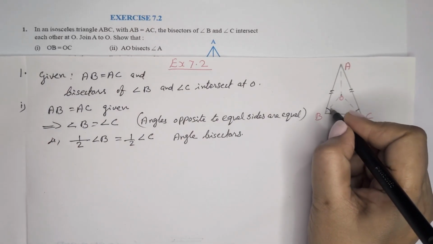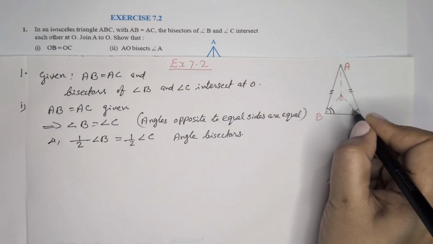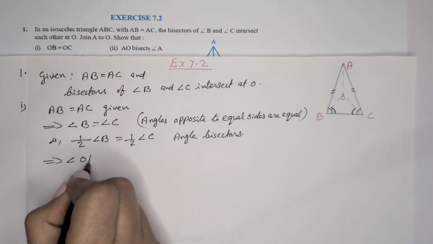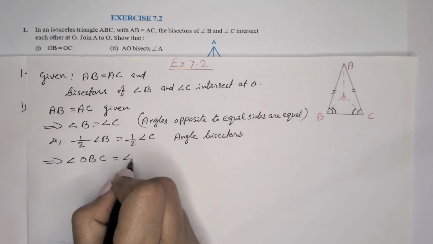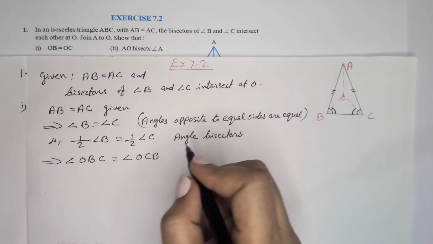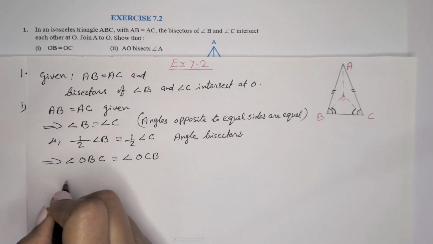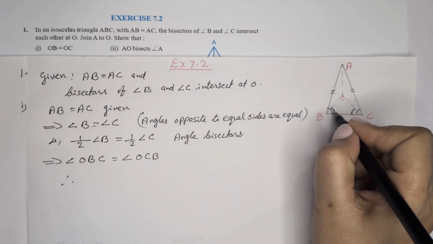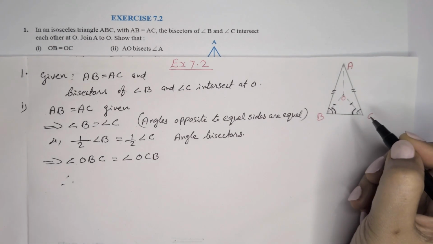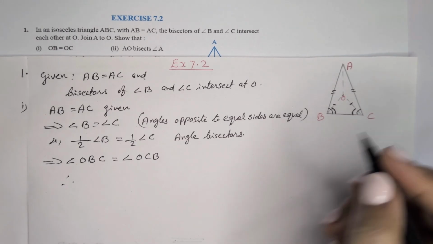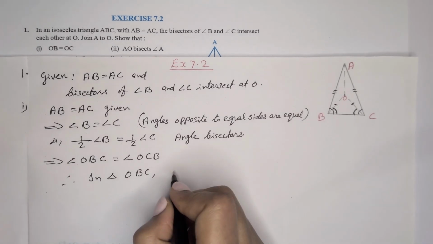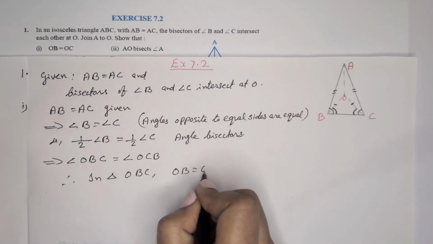So we can write the reason as angle bisectors. This half of angle B, that means we can take this part. And half of angle C means this one. So which implies angle OBC is equal to angle OCB. These two angles are equal by using the angle bisectors, therefore if these two angles are equal, these two sides are equal. Same way, sides opposite equal angles. Therefore, in triangle OBC, OB is equal to OC.